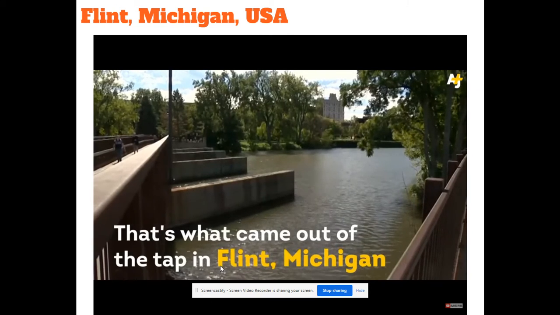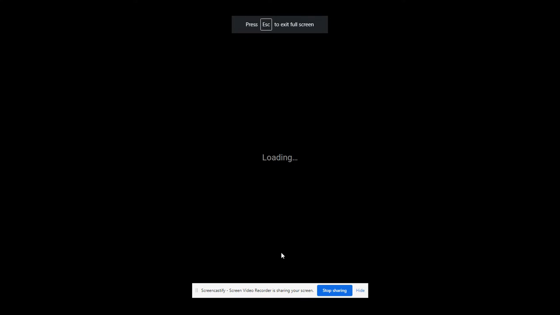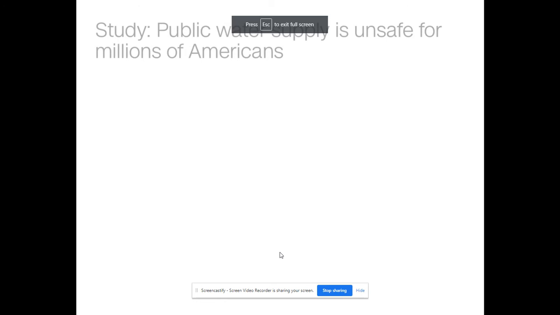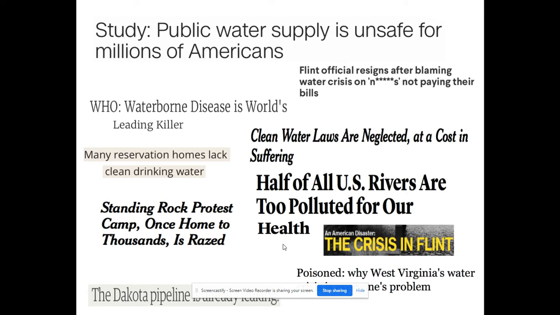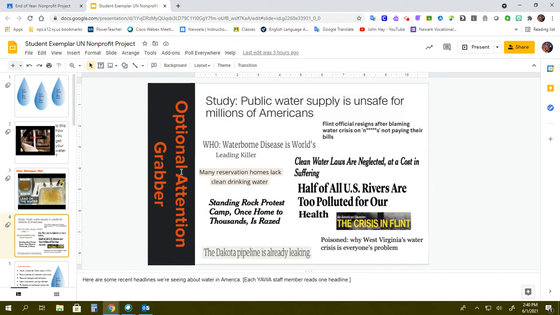And then they went to a video of Flint, Michigan, USA to really hammer home, and then a bunch of news stories. These are all optional attention grabbers. Again, this is for people who want that A. They want to just crush it. They want to be the exemplar for next year's students.